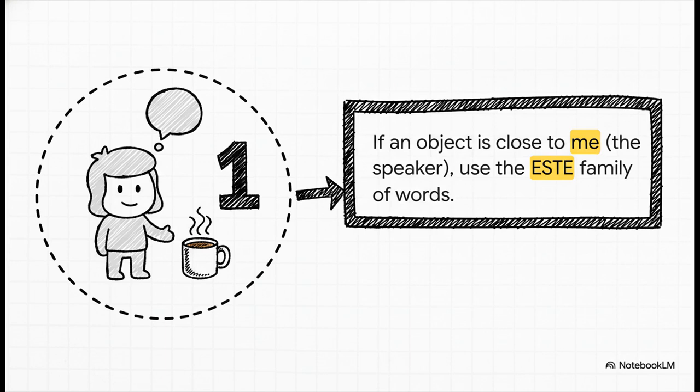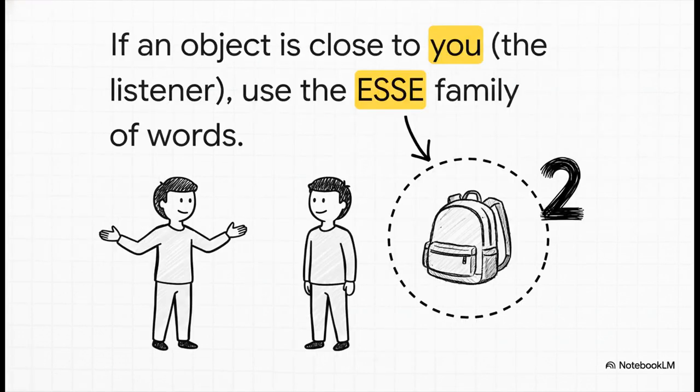So let's start with zone 1. This is the me zone. If something is right here, close to me, the speaker, I'm going to use a word from the este family. You know, like this phone in my hand, or this cup on my desk. Este. Simple.